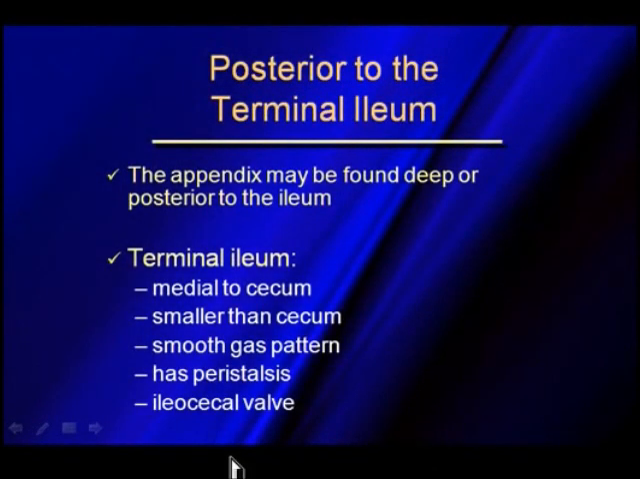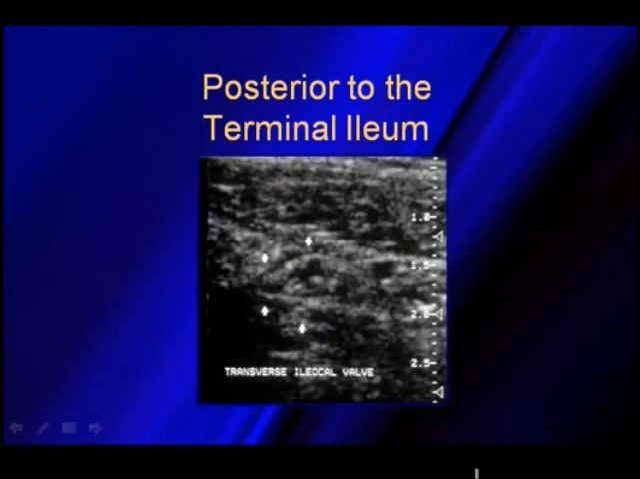So once we've oriented to the vessels, if we still don't find the appendix, what we'll do is go back up, locate the terminal ileum, and see if we can find the appendix just posterior to that. How we locate the terminal ileum: it's going to be medial to the cecum. It's smaller than the cecum, and within the terminal ileum, you're going to notice more of a smooth gas pattern. You will see peristalsis within the terminal ileum. And if you can identify the ileocecal valve, then you're going to be certain that you're dealing with the TI.